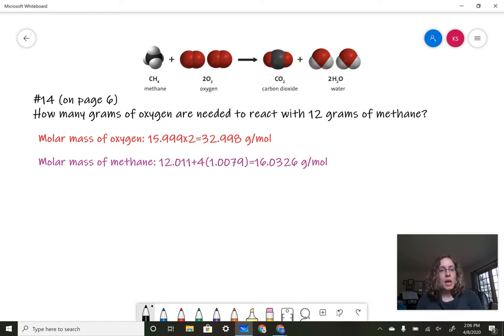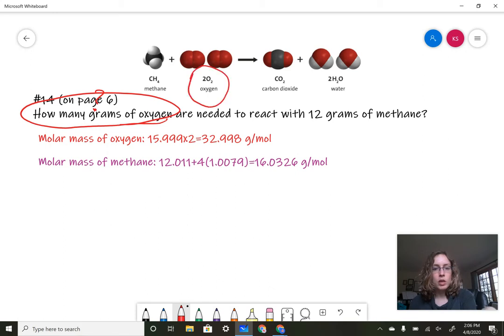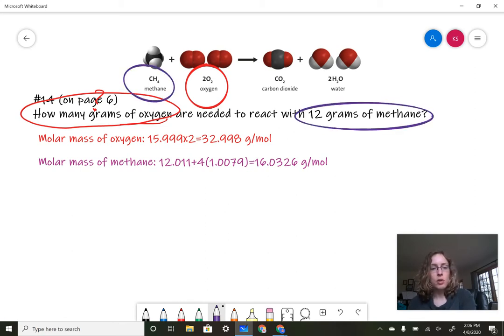The problem says: how many grams of oxygen are needed to react with 12 grams of methane? To save time in the video, I already calculated the molar masses here. We're solving for grams of oxygen. I'm going to circle where that is in the equation too, so that you can see where the mole ratios come from. We are starting with 12 grams of methane. Methane is here in the chemical equation. And remember, if there's no coefficient, that coefficient is a 1.